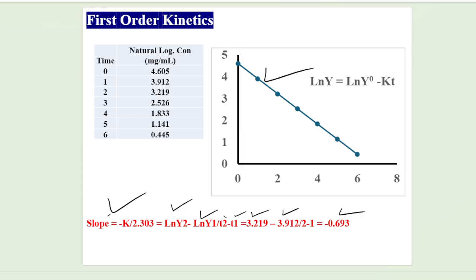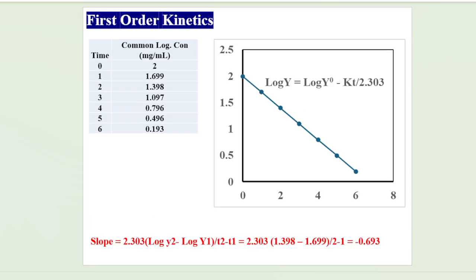Now moving to the next slide, if you plot that same data and convert it into common log, again the curve will be straight, and the slope will be equal to 2.303 times the log of y2 minus the log of y1, divided by t2 minus t1. Here y2 is 1.398 and y1 is 1.699. When you subtract, your answer is the same. So whether you plot the graph with common log or natural log on rectangular graph paper, your slope is the same.